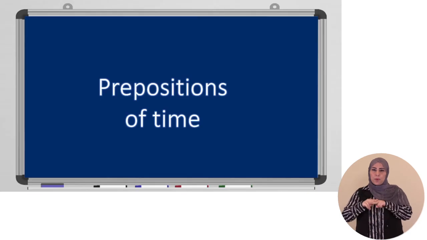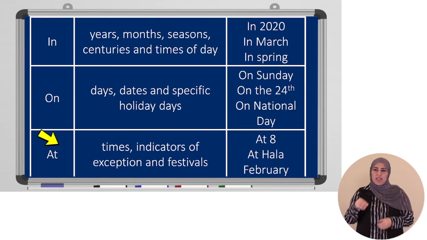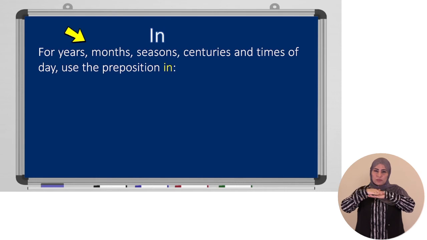This brings us to prepositions. When it comes to prepositions, we have prepositions of time and prepositions of place. Let's look at prepositions of time. We have in, on, and at. In is used to talk about years, months, seasons, centuries, times, and times of day.